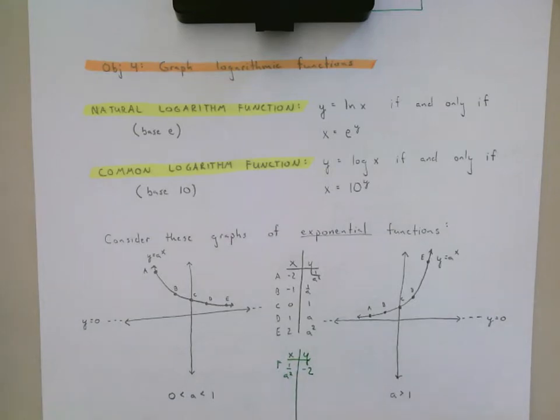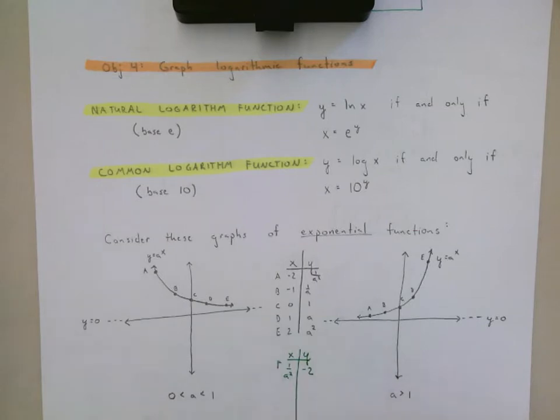Okay? In the instance where 1 over a squared is using an a that is very close to 0, between 0 and 1, then 1 over a squared is actually going to be a very large number.